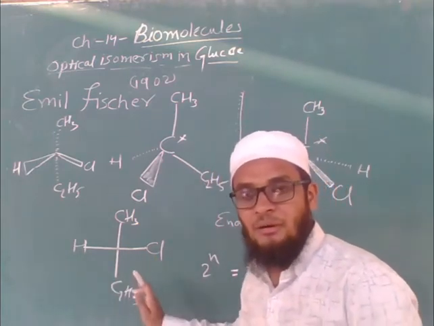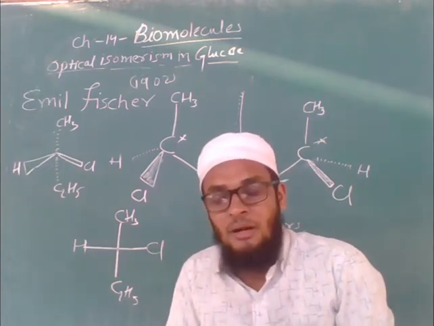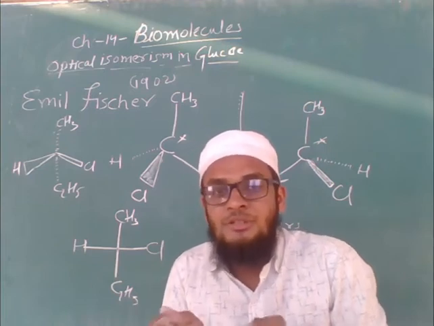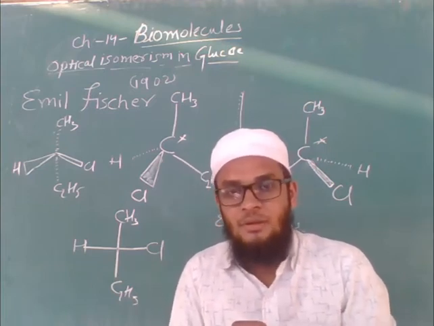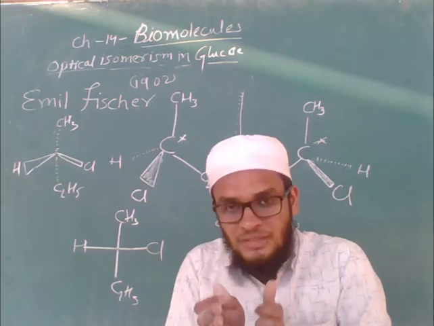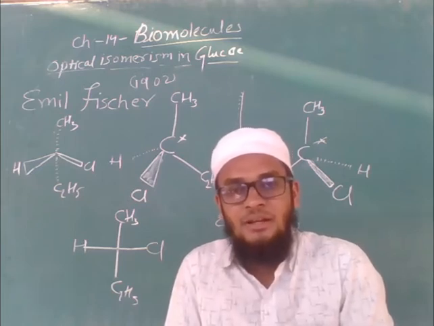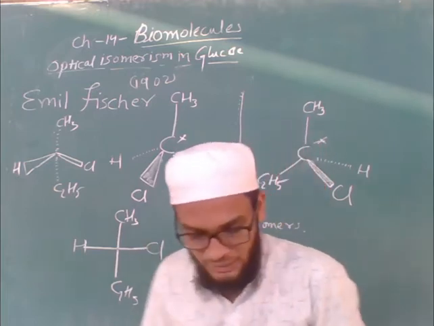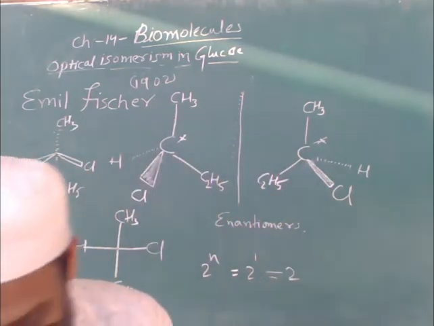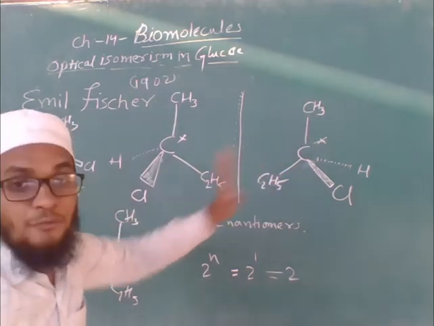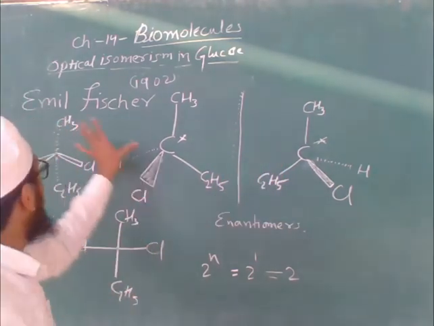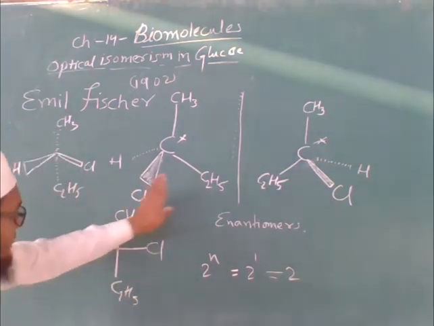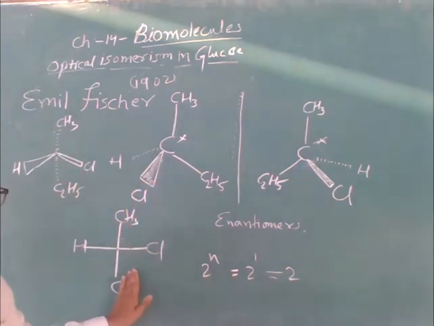So this simple formula is given by Fischer, to present this 3D structure in a 2D plane, in the plane of the paper. Fischer got the Nobel Prize. Just to make this structure simple, he got the Nobel Prize for representing this structure. Okay, now you got the idea of chiral carbon, you got the idea of presenting in a 3D structure, you also got the idea to present this 3D structure in 2D.